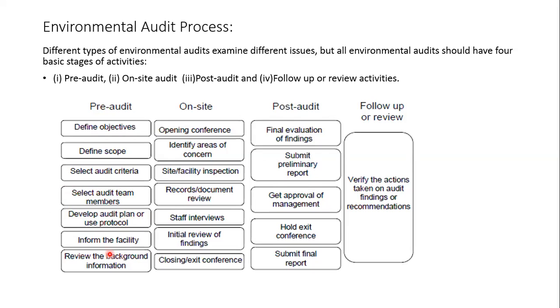Inform the facility. After that they inform the people on whom the auditing will be done, and review the background information. What information has been given to them by the auditee? They review it and check whether this information is right or wrong. They cannot just blindly take it. At the same time, they should be very strict about it, because if somebody is giving wrong information, then he should be severely punished. Then only will they not make such a mistake again.